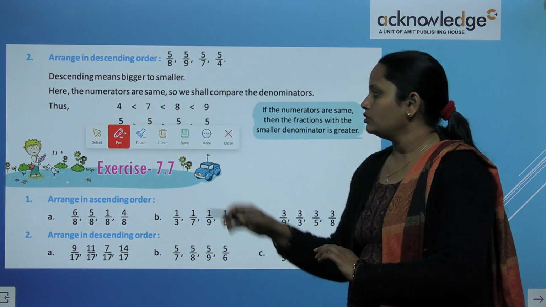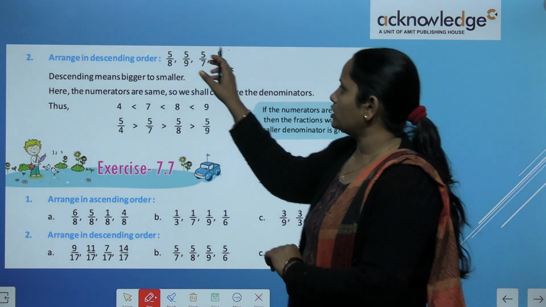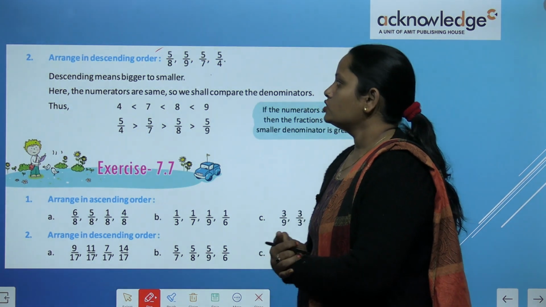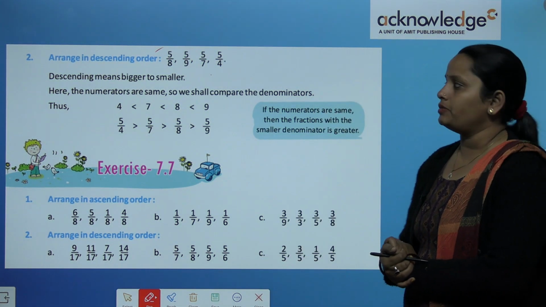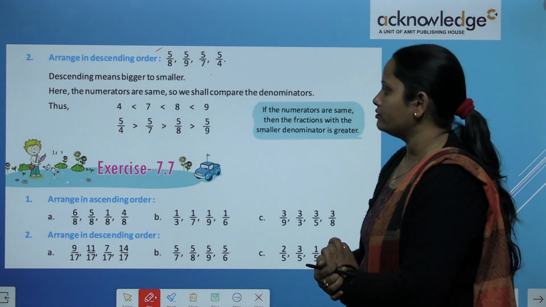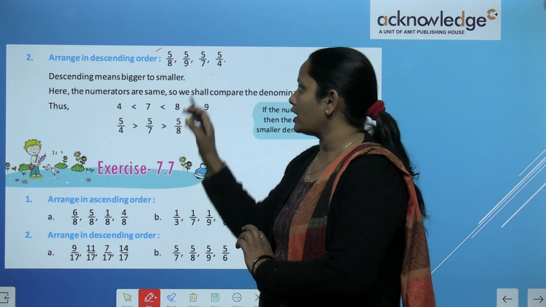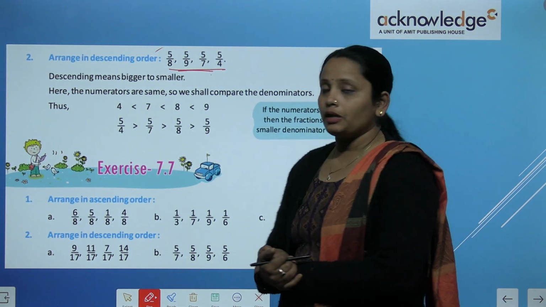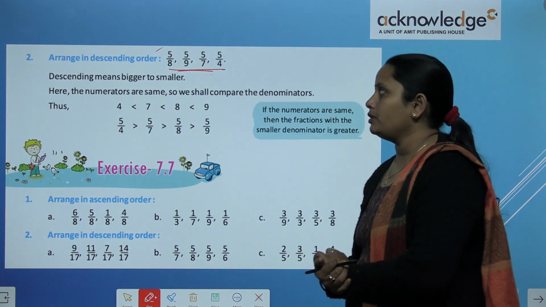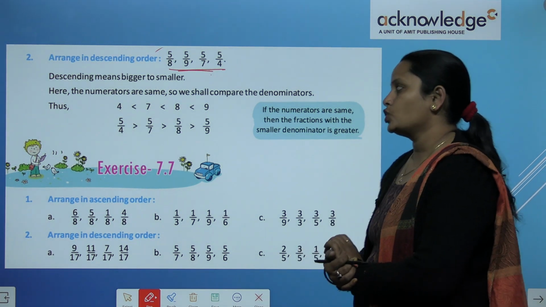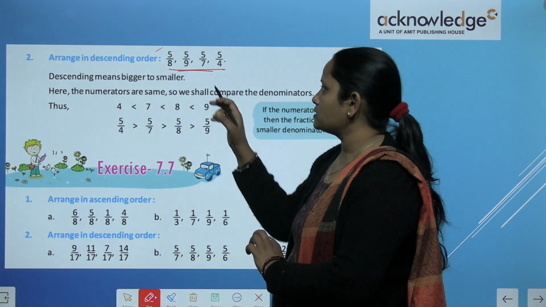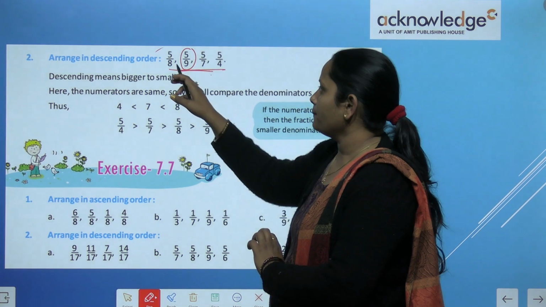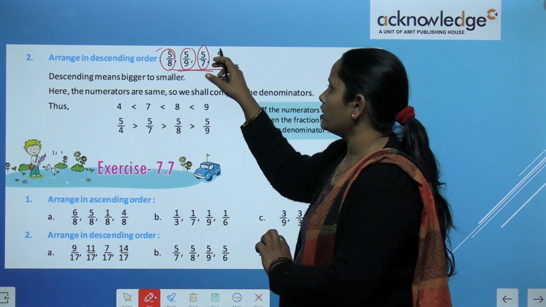So here you can see सबके जो ये न्यूमरेटर है वो सेम है और जो डिनोमिनेटर है वो चेंज है. So descending order means bigger to smaller. बड़े से हमें छोटे की तरफ जाना है. So अब हम क्या करेंगे, इनके ये नीचे वाले कंपेयर करेंगे क्योंकि ऊपर के सेम है. तो हमने पढ़ा था कि जिसका भी डिनोमिनेटर बिगर है वो सबसे छोटा नंबर है. सो आप देख सकते हो सबसे बड़ा डिनोमिनेटर किसका है, इसका, फिर उसके बाद है इसका, फिर इसका और इसका.